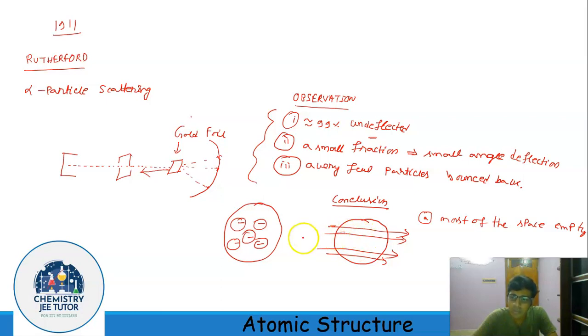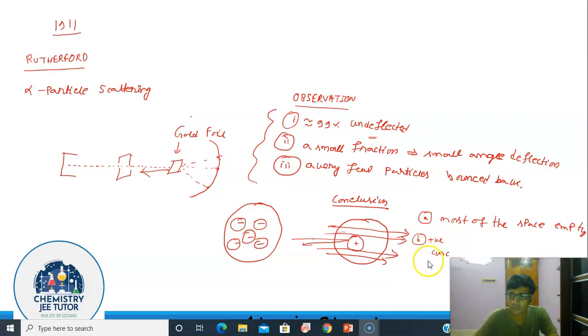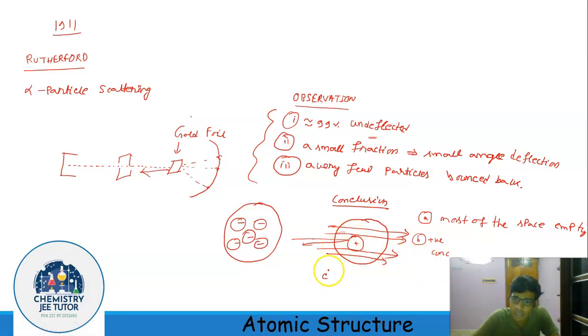And since very few alpha particles are bouncing back, what might be the reason? Alpha particles are positively charged particles. So Rutherford concluded that these are bouncing back because they are facing enormous repulsion, so the positive charge is not uniformly distributed. Rather than a uniform distribution, the positive charge is concentrated. And since very few alpha particles are bouncing back, the volume where the positive charge is concentrated is very small compared to the total volume of an atom.